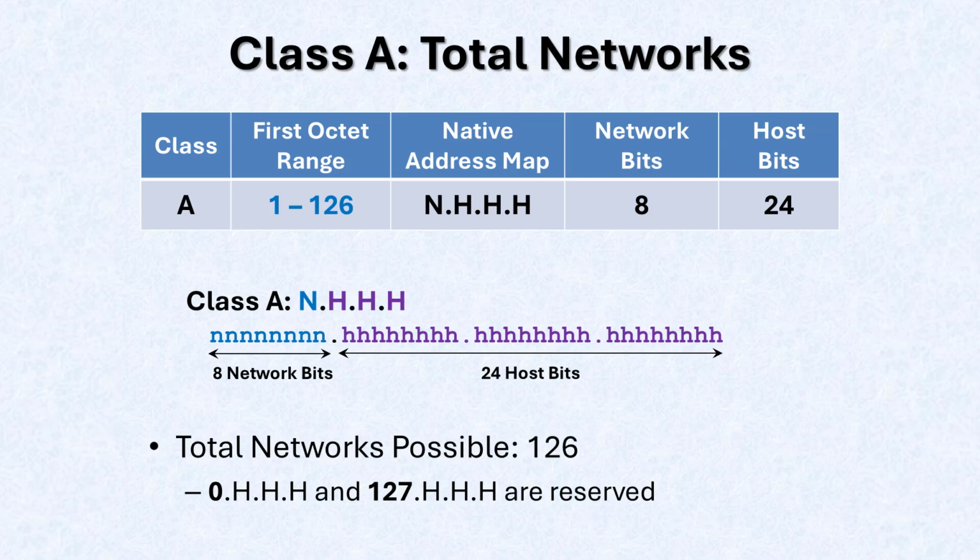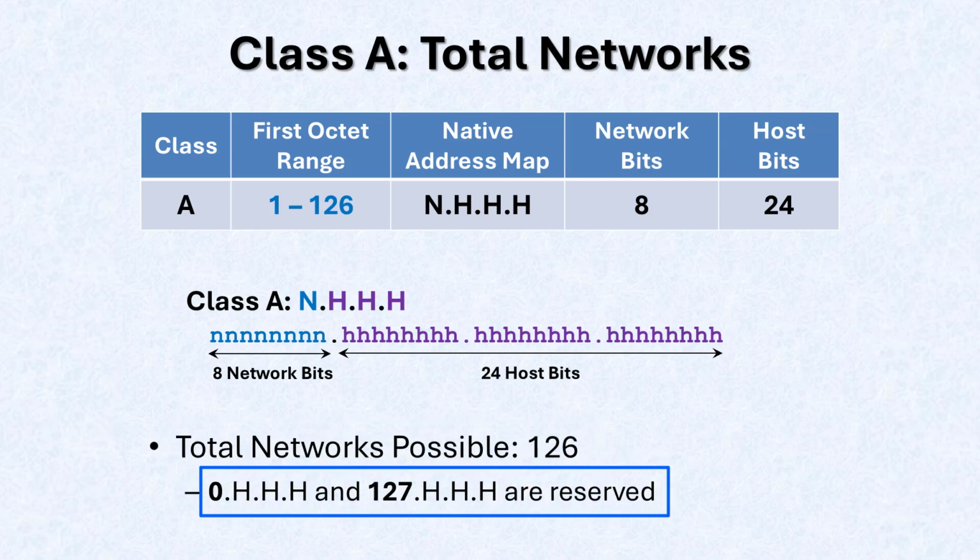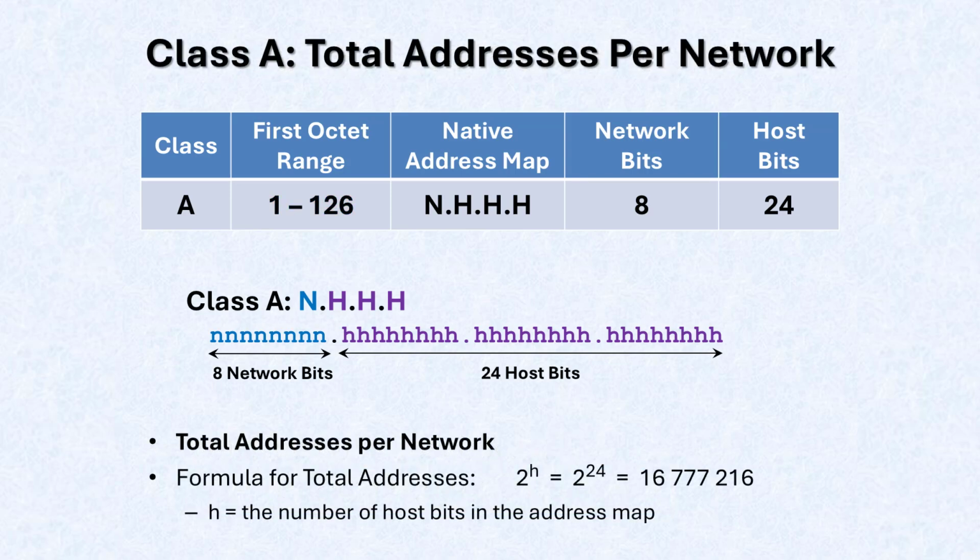The following applies in a classful addressing scheme. First, we'll look at Class A addresses. The total number of networks possible in the Class A address space is 126, not 128. This is because addresses that have a 0 or 127 in the first octet are reserved. To determine the total number of addresses per network, use the formula 2 to the h, where h is the number of host bits in the address map.